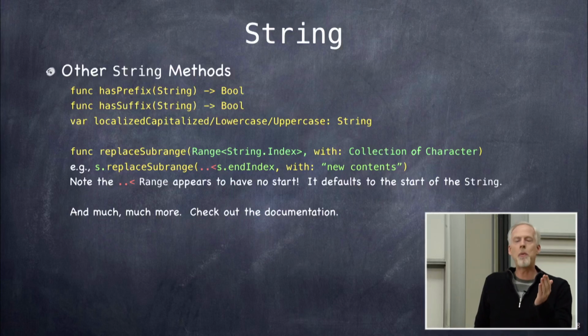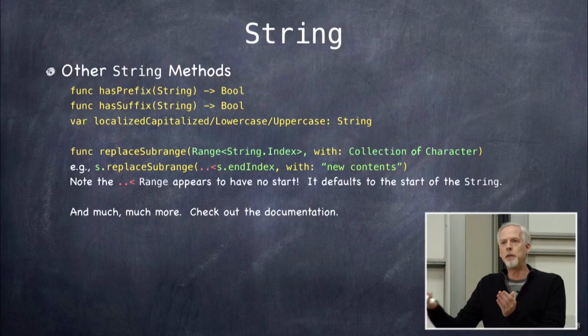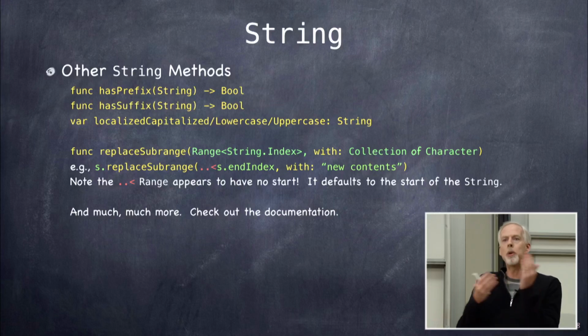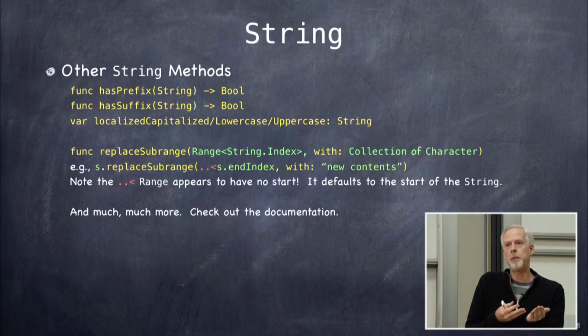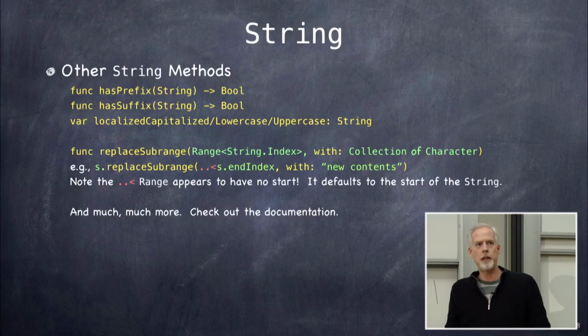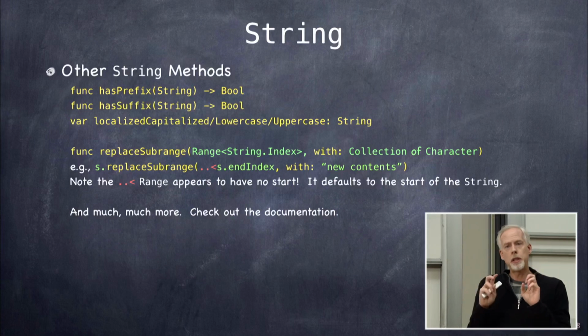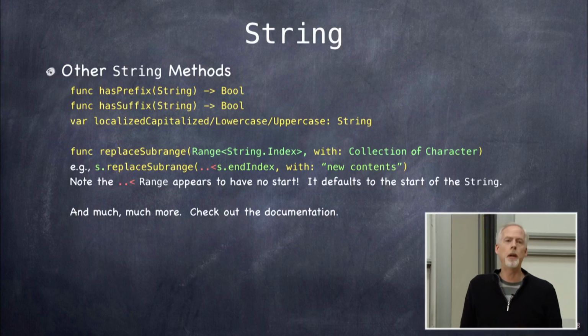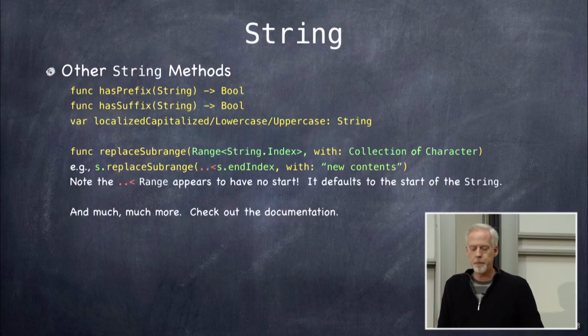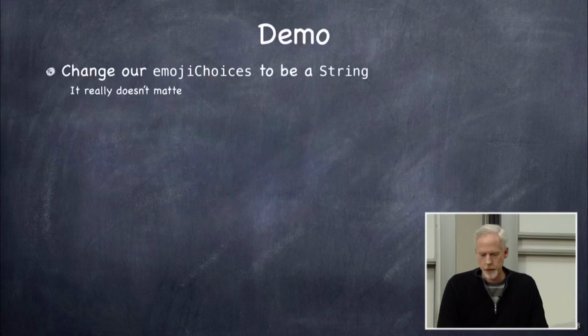Well, Swift is smart enough to know that that is a range of this string's indexes, so it'll automatically put startIndex at the beginning. Okay? And if you left off the other side, it would automatically put endIndex at the end. So you can leave those range things open-ended, but Swift has to be able to infer the type of what's going on there. So you can't always do it, but in that case you could. Okay, so that's string.